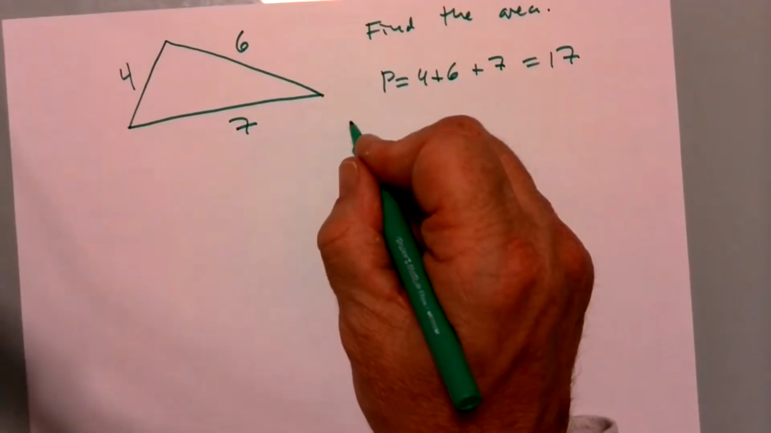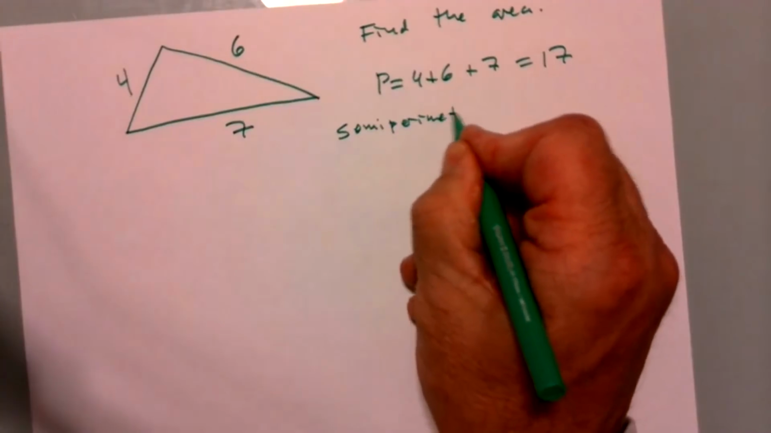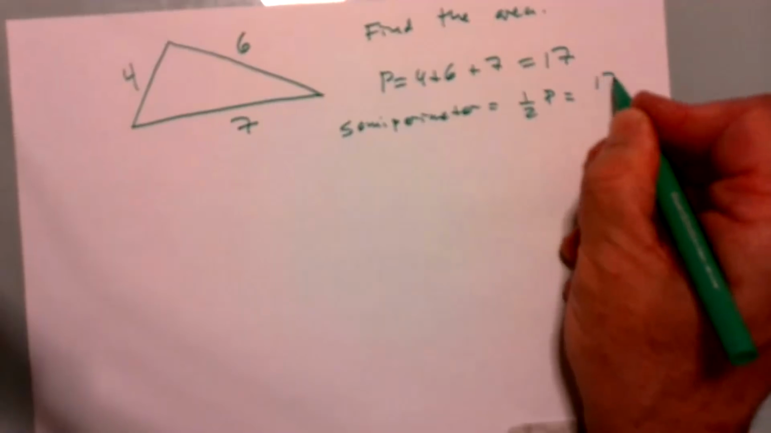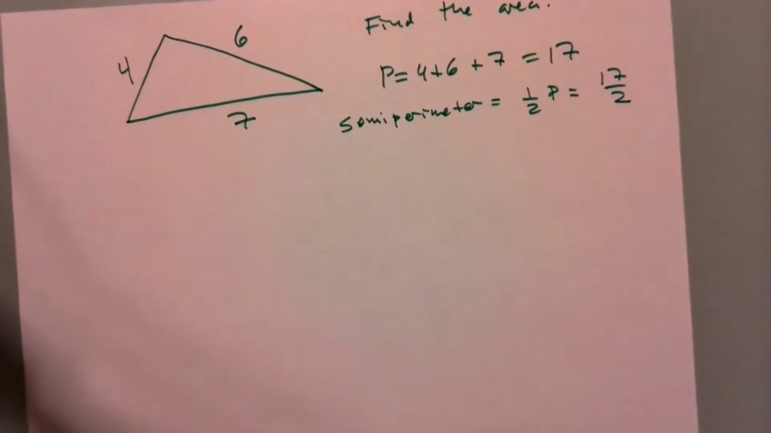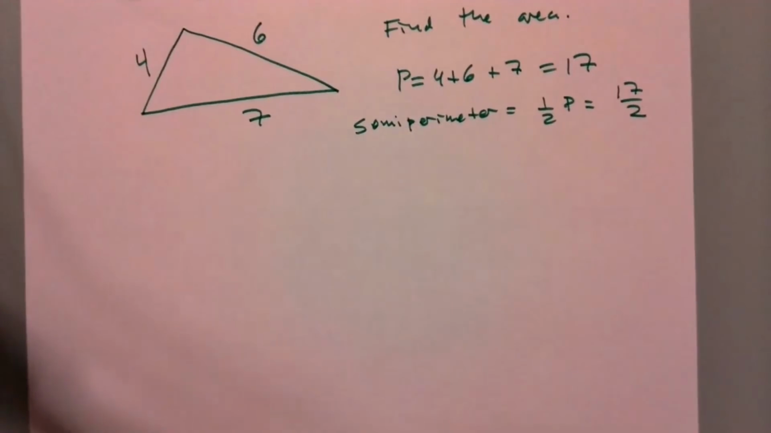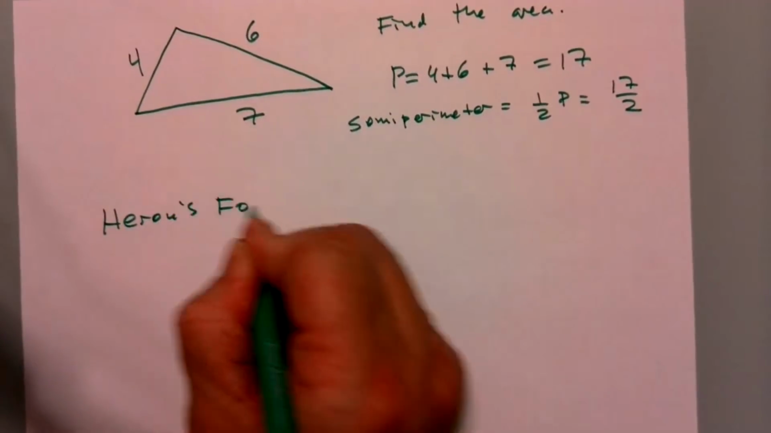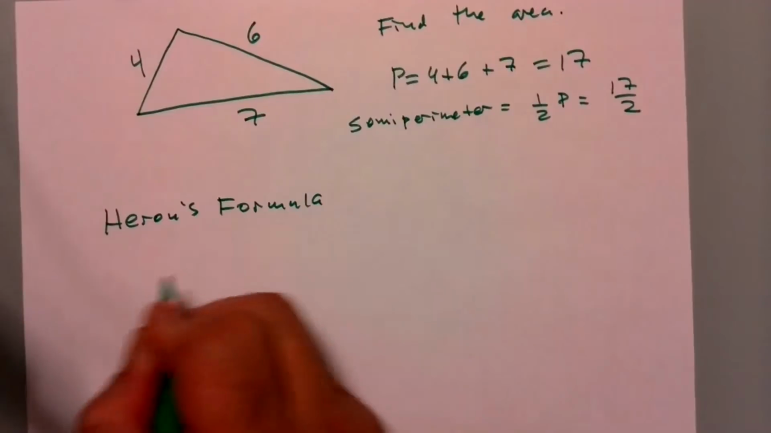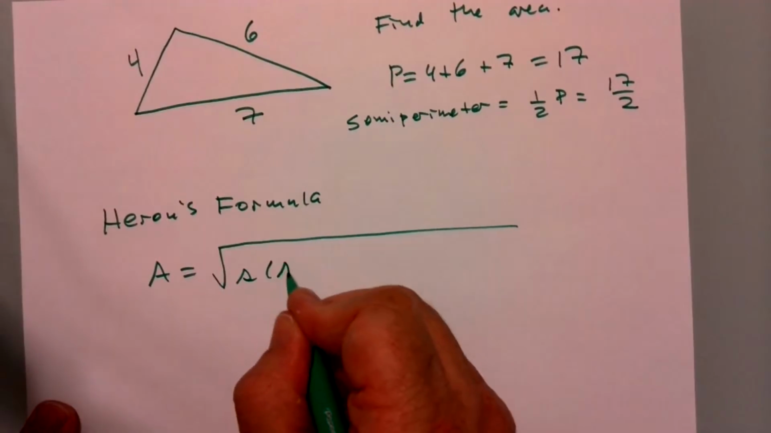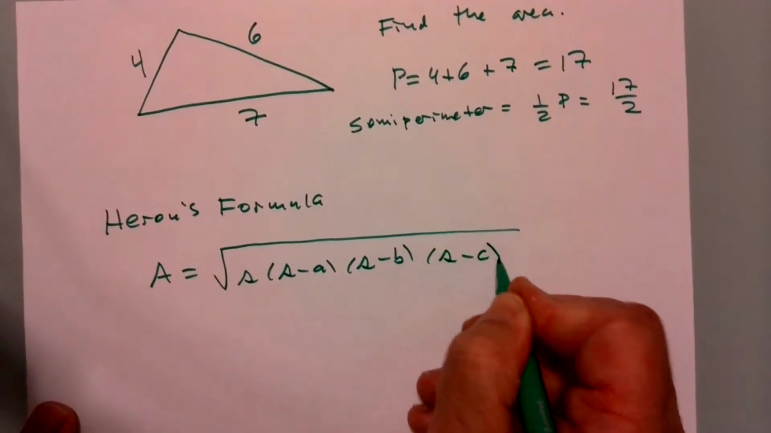So the semi-perimeter is 1/2 of the perimeter, which will be 17/2. So to do this, we're going to go ahead and use Heron's formula. Area is the square root of S times S minus A times S minus B times S minus C.